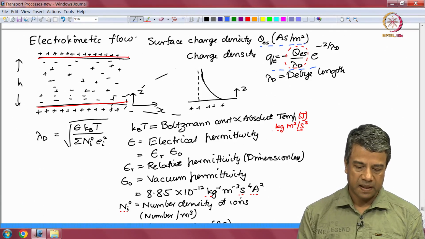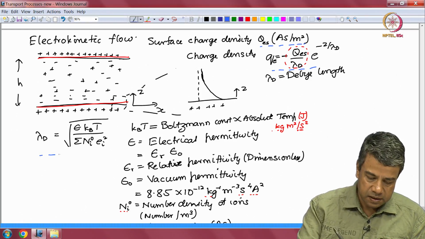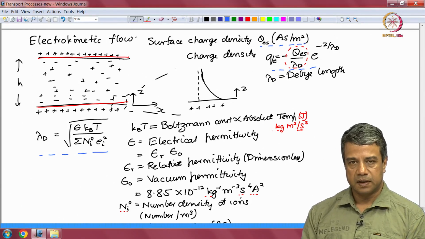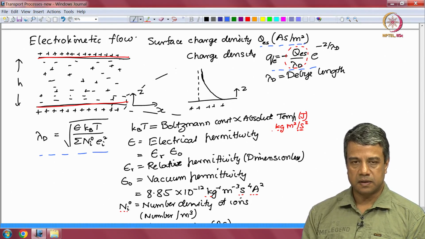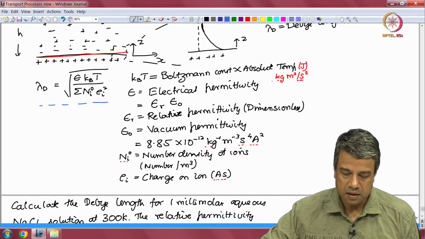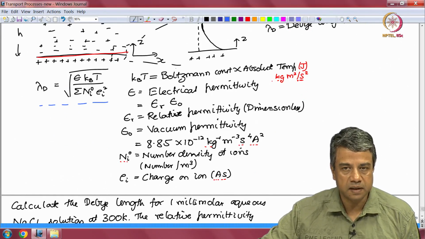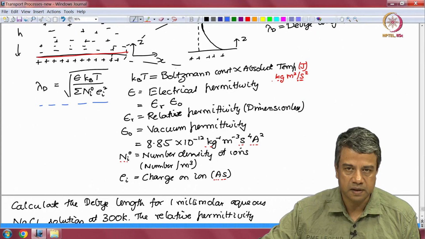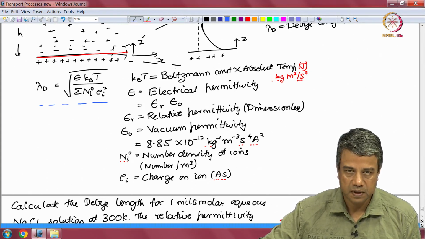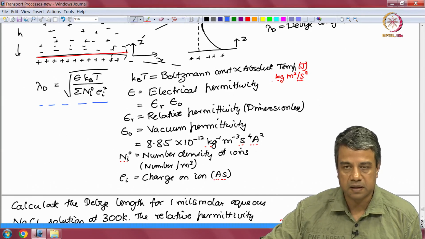And the length itself is related to the electric permittivity, the thermal energy, the number density and the electrical charge. And we had calculated this for one particular fluid with 1 millimolar solution. The electric permittivity is the product of the relative permittivity and the vacuum permittivity, or the dielectric constant and the vacuum permittivity. Dielectric constant is dimensionless, epsilon_r. You also have the number density of ions and the electrical charge on the ion squared in this expression.